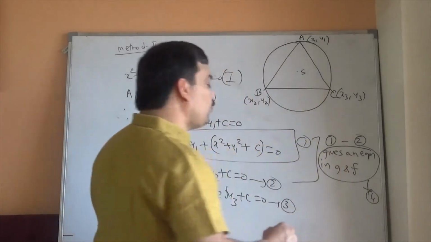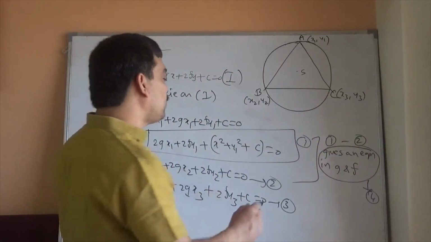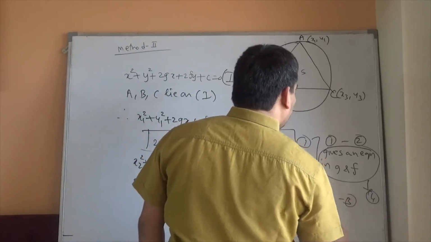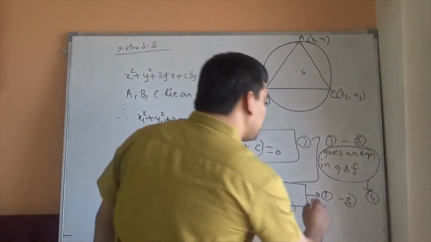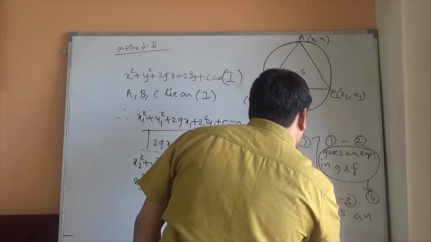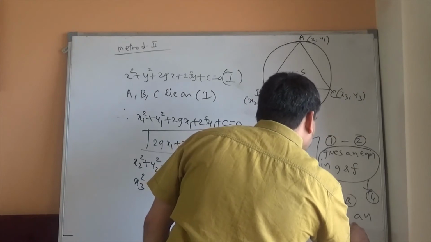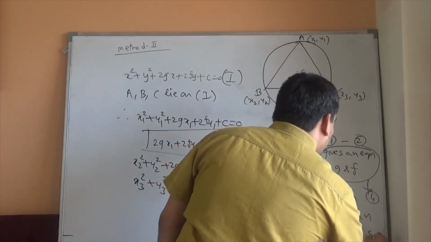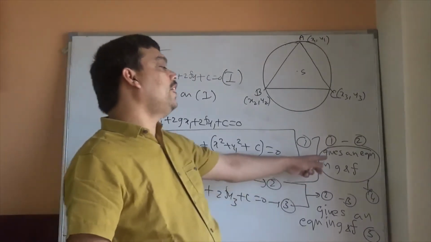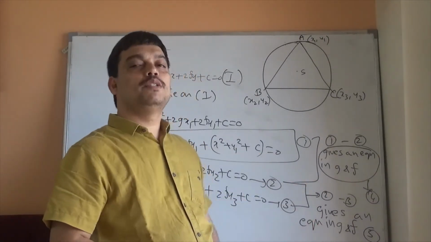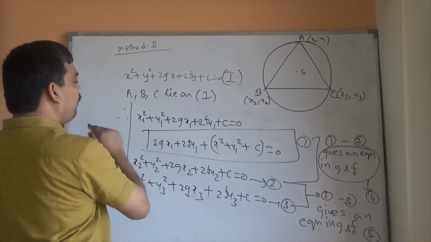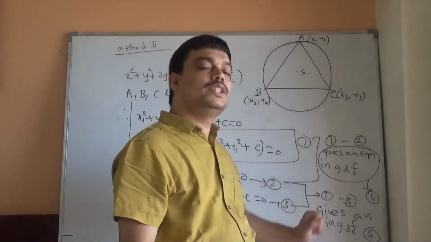In the same way, if you subtract equation 2 and equation 3, 2 minus 3, it gives another equation, again in g and f. Let this be equation 5. So when we get 2 equations in g and f, we can solve 4 and 5 and find the values of g and f.